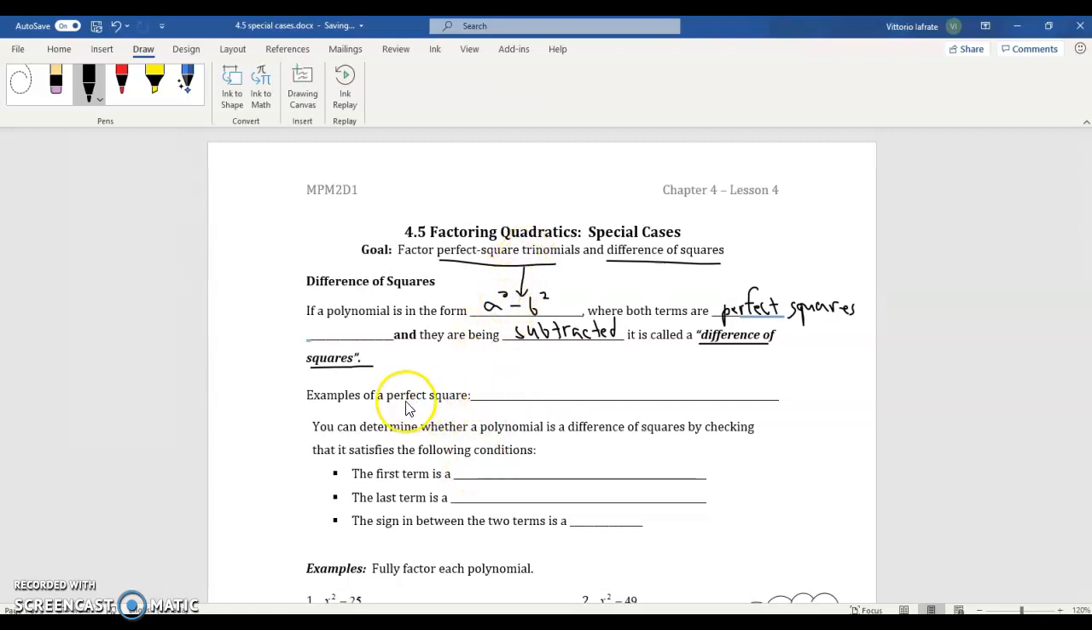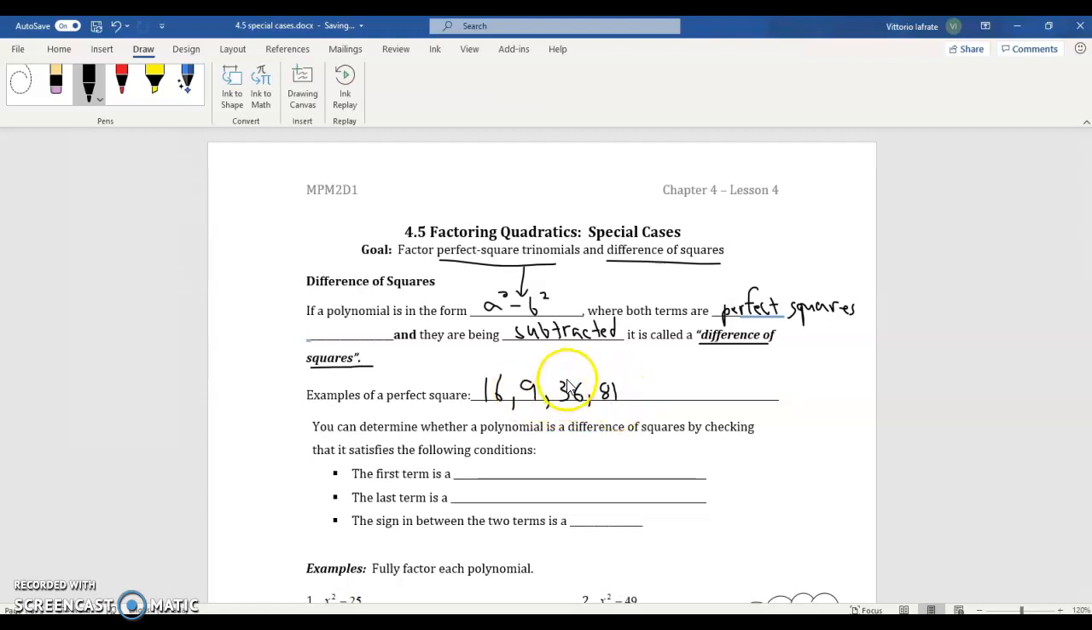So before we move on to see what that looks like with a specific example, I just want to explain what a perfect square is. A perfect square is a number that's made by squaring a whole number. So, for example, 16 is a perfect square. It was made by squaring the number 4. 9 is a perfect square. It was made by squaring the number 3. 36 is a perfect square. It was made by squaring the number 6. 81, made by squaring the number 9.